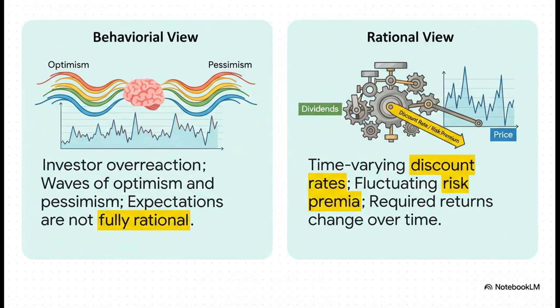But then, on the other side, you've got the rational view. And this camp says, well, hold on. Maybe our model is just too simple. They argue it's not the future dividends that are changing so much, but the discount rate. That's the key. Think of the discount rate as how scared investors are of risk. If that fear level is constantly changing, then the return they demand for taking on that risk also changes. And that can make prices swing like crazy, even if the business fundamentals are rock solid.